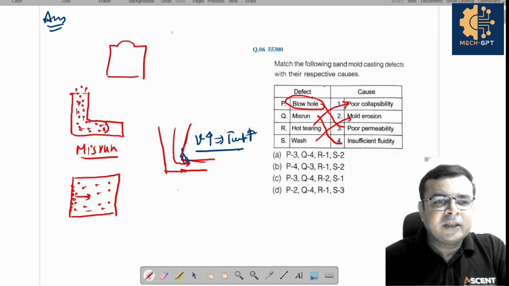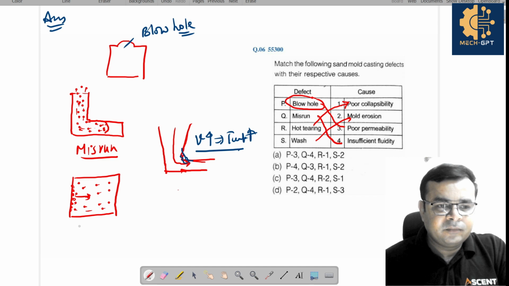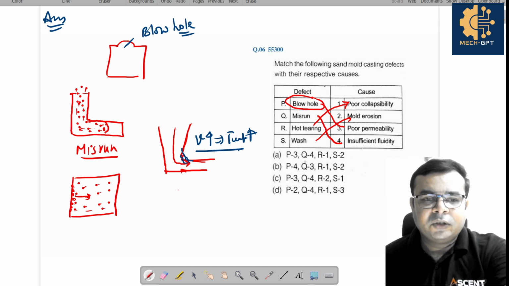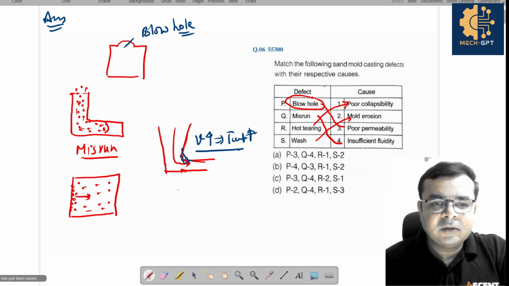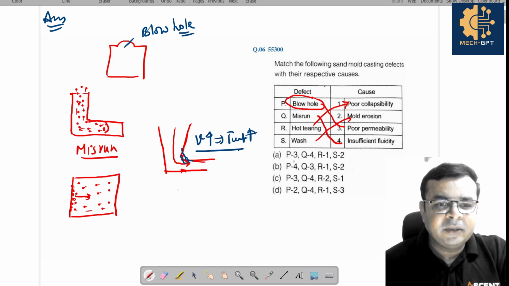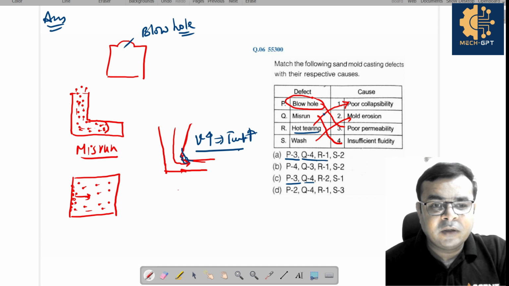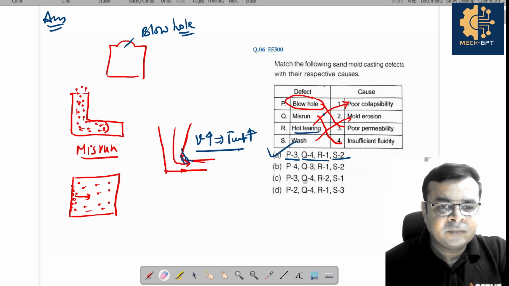So this is all about defects. Is that clear? Okay, so the correct answer is P for 3, Q for 4, R for 1, and S for 2. So the correct answer is option A. Correct? So the correct answer is option A.